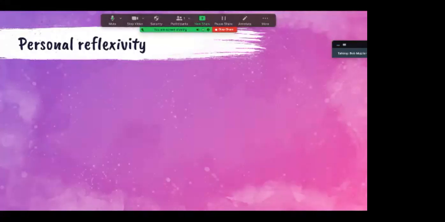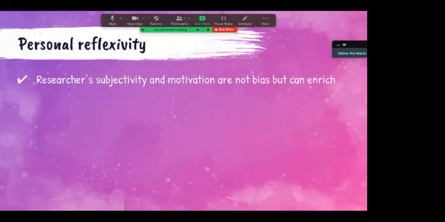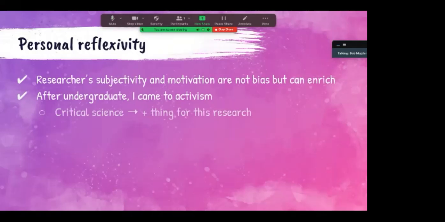My personal reflexivity: the researcher's subjectivity and motivations are not biased, but can enrich. So my own background, after undergrad, I came to activism. I was an activist and still am myself. And that informed my questions and my working with Dr. White. So this was good, my having an activist background, that I identify as an anti-racist feminist myself, or aspiring for those goals and how I live my life. That's a good thing for this research.